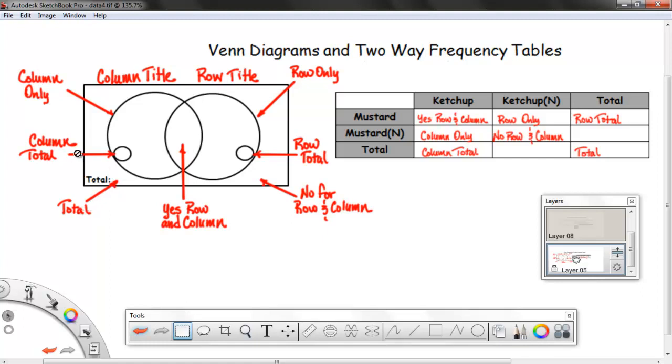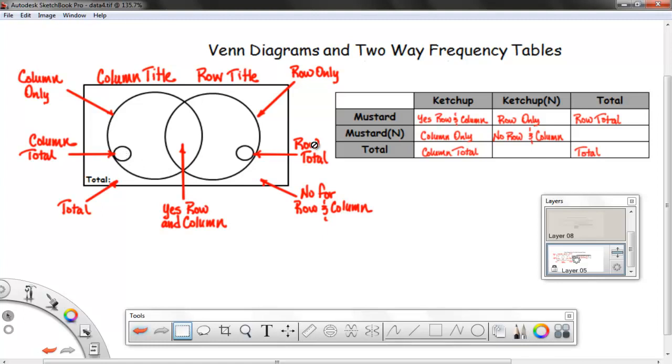And you could also have a column total. What you need to realize about the column total, say if we're talking about ketchup, is that it would be all the ones that like ketchup. Not only the ones that like mustard along with their ketchup, but also the only ones, even the ones that don't like mustard. So this would just be the column only.